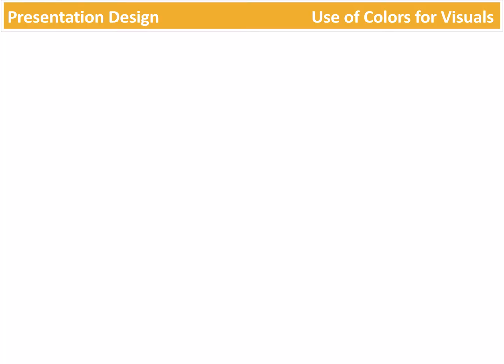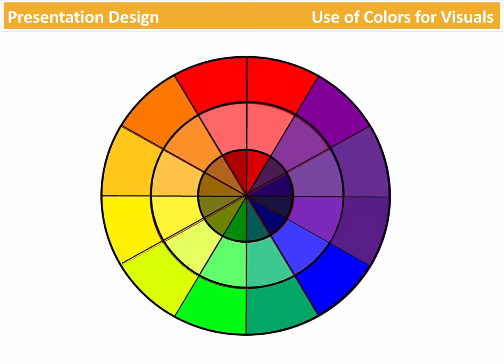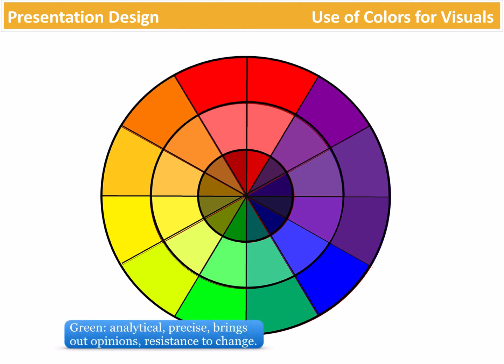And finally, I thought it'd be good to share some ideas about using color with your text and things like that, even for your slide backgrounds and formatting, if you're going to use color at all for visuals to support your training. Green, a lot of times associated with analytical or precise, brings out opinion, resistance to change, has that kind of connotation.